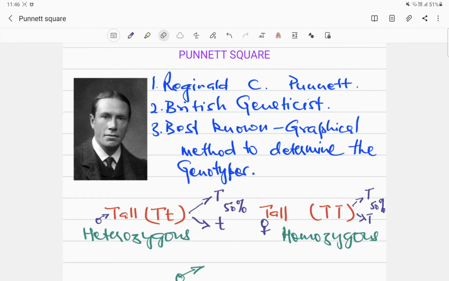In this video, we will learn about a technique called the Punnett square. Now, this technique was developed by a British geneticist by the name Reginald C. Punnett. And this geneticist is best known for developing this graphical or diagrammatic method to determine the genotype of organisms. Now, let us elucidate it by taking an example.